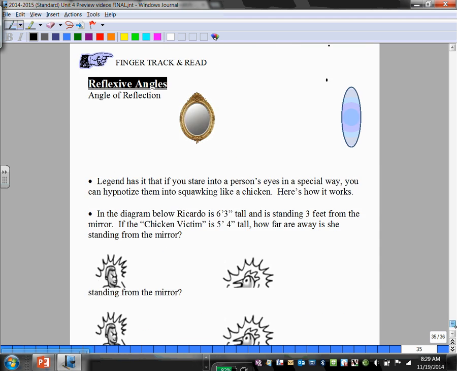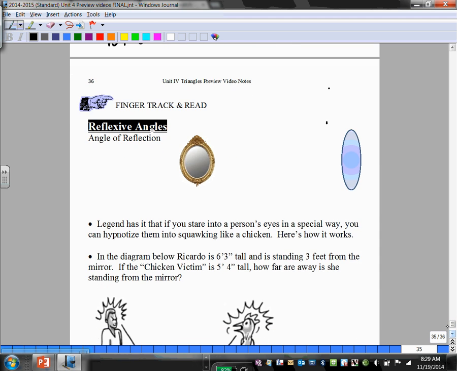Let's try our last one here. I need to introduce something called an angle of reflection. When you look in a mirror, you get a reflection that bounces back to you. Angle-wise, when an angle comes in on a reflective surface, whether it's water or a mirror, and bounces off, this angle here to the mirror and this angle here, warning, those aren't vertical, but they are congruent. They're called angles of reflection, and they are congruent. They're not vertical, though.